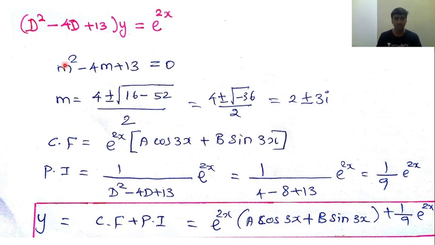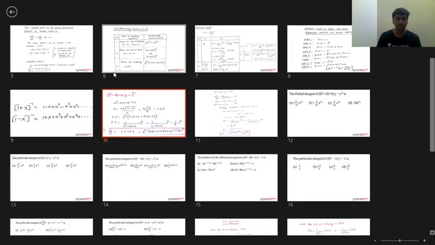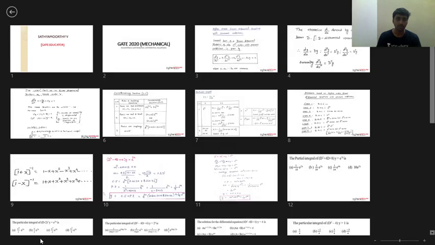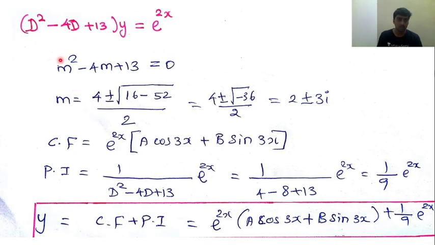Here first we need to identify the complementary function, then the particular integral, because the total solution is a combination of both. We know that the solution of the differential equation is the complementary function plus the particular integral. The complementary function is the solution to the LHS, and the particular integral is the solution to the RHS. So coming to the explanation for the problem, first we need to identify the complementary solution. Before that, we have to identify the root values for the given differential equation. It's a second order differential equation.